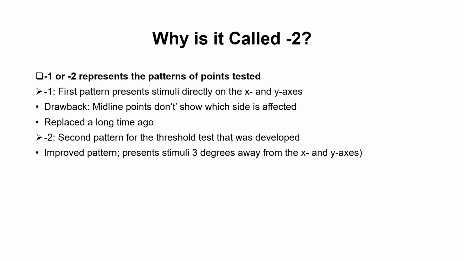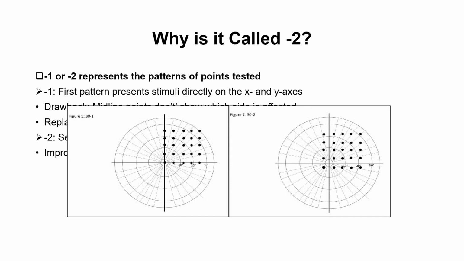However, dash 2 is the second pattern for this threshold test that was developed. It has been improved to present the stimulus or stimuli 3 degrees away from the x and y axis. If you see this point, this is 30-1.